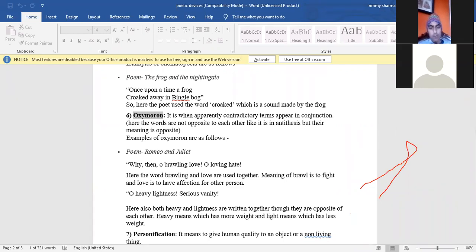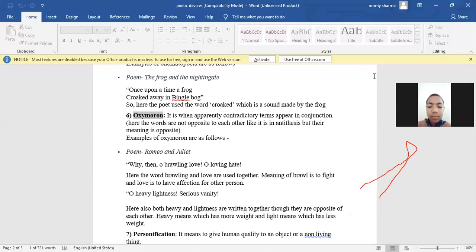Something else? Angad, I'm unmuting you. Speak something. Tiny star. Tiny light. Clear. Shining night sky, yeah. Shining night sky, shining with stars. Somehow you can use it as an oxymoron. Fine, good. Vikas, can you tell me? It's a dull star. Dull star, yes. Star and dull. Fine, this is oxymoron. So you have understood what an oxymoron is.